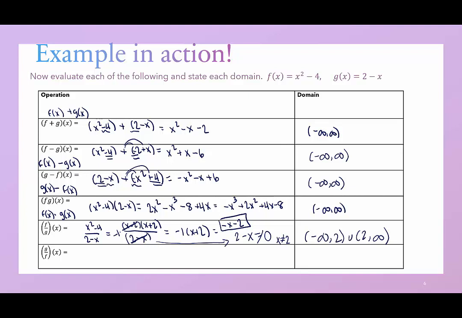Now we're going to look at our final example for this table, the other quotient function, g over f. So g over f is going to be 2 minus x over x squared minus 4, right? It's the reciprocal of the one right above it. I'm going to factor, but then I'm going to do the domain before I simplify. So again, since it's the reciprocal, we have the same factors. This is a difference of squares.